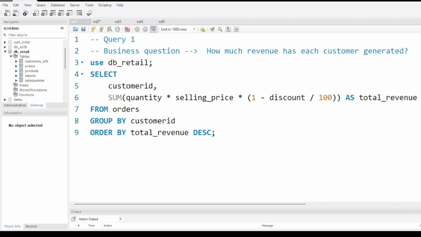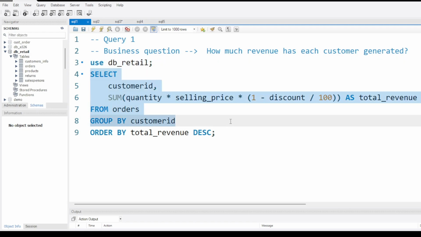In line number 6, sum calculates the total revenue for every customer. Finally, at line number 9, I am sorting the result in descending order so that the highest revenue customers appear first. This is one of the most important SQL patterns for a data analyst: group by plus aggregate function. Let's run this query and see the result.